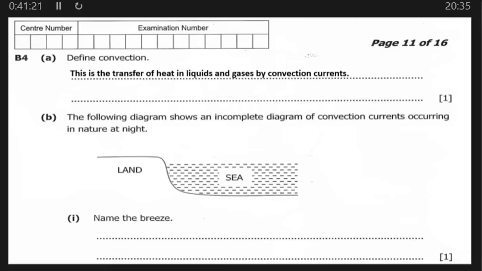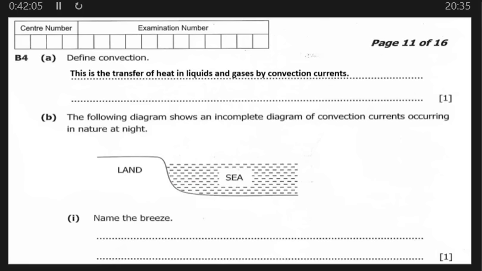Then they say name the breeze. Remember, there are two breezes. A breeze is actually a cold air felt. If you have been to a sea shore or a river shore, for example, during the day, you could have felt some cool air flowing towards you that you really enjoyed, especially in hot season. People go near big rivers to enjoy that cool air that blows from the sea. That one is what we call the breeze. So we call that sea breeze because the cool air is coming from the sea.